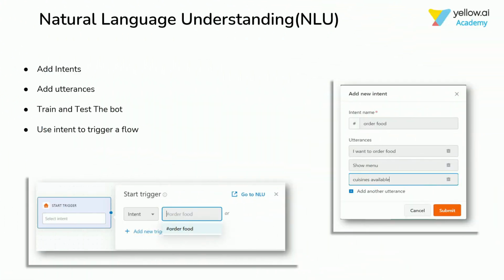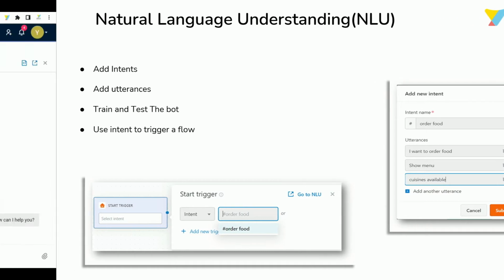Now that we have discussed a handful of chatbot terminologies, let us see how they come together on the platform. We will use the Natural Language Understanding section, or NLU in short, to create an intent to represent the food ordering use case and map it to possible utterances. We will also train the bot on this data and test how it processes user inputs. Finally, we will also see how to use an intent to trigger a flow.